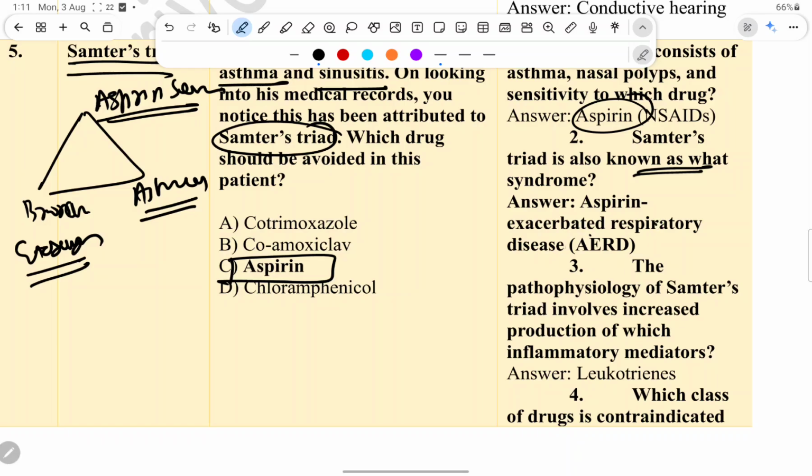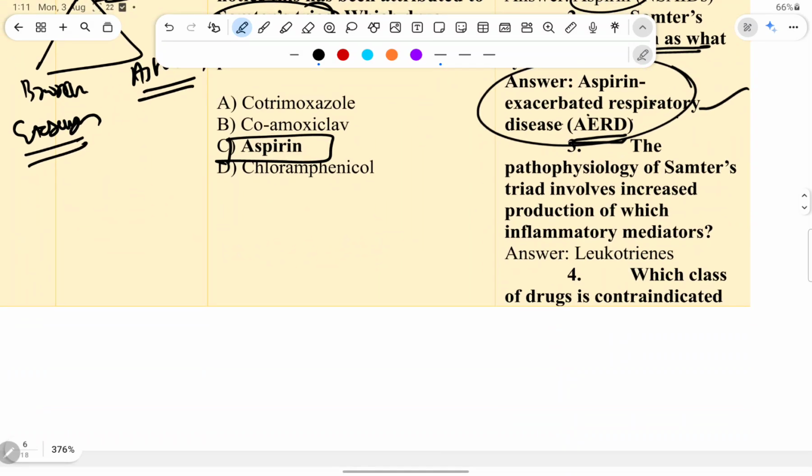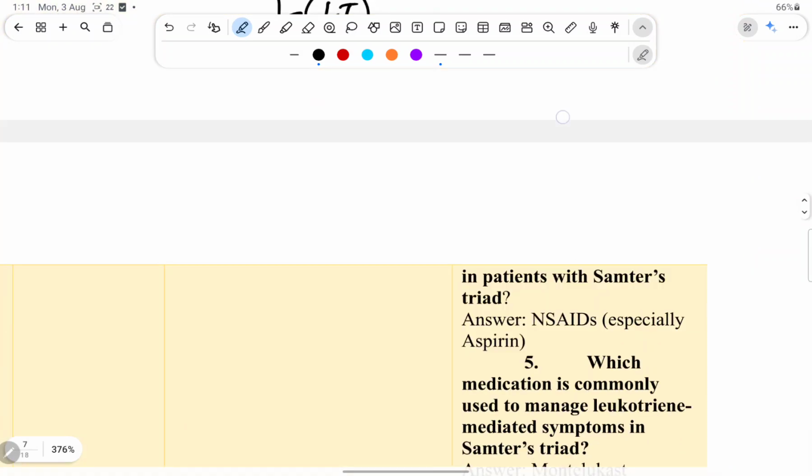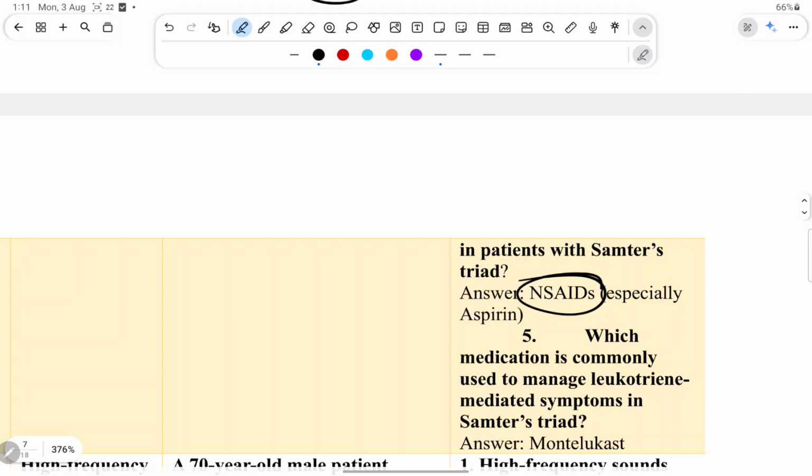Aspirin exacerbated respiratory disease, so it can be ruled out from the options. The pathophysiology of Samter triad involves increased production of which inflammatory mediators? Aspirin is a COX inhibitor, so the LOX pathway will be upregulated and leukotrienes will be produced more. Which class of drugs is contraindicated? All the NSAIDs are almost contraindicated, but especially aspirin.